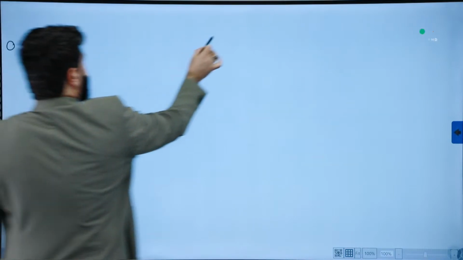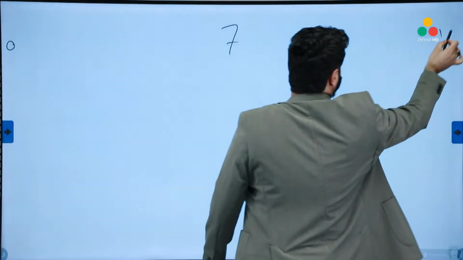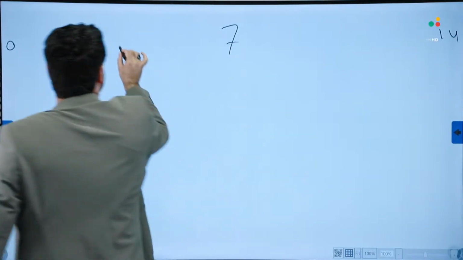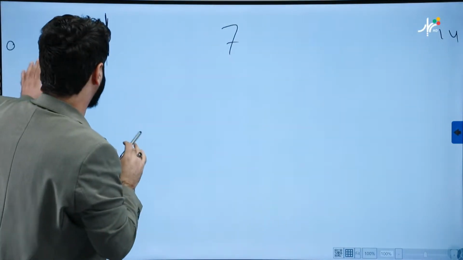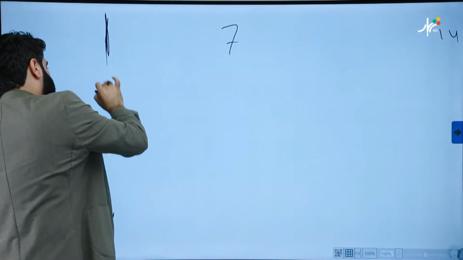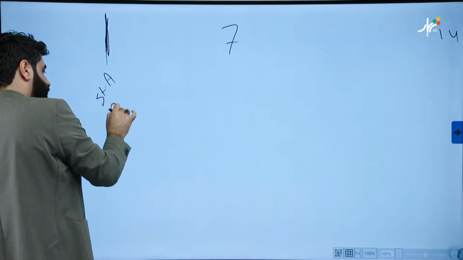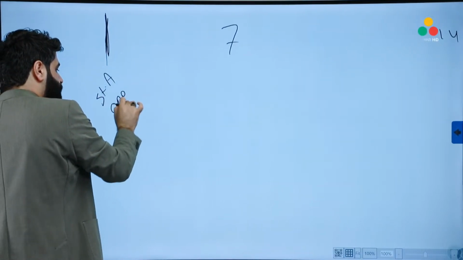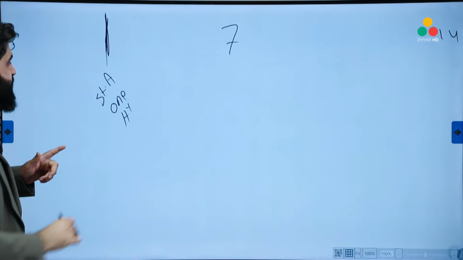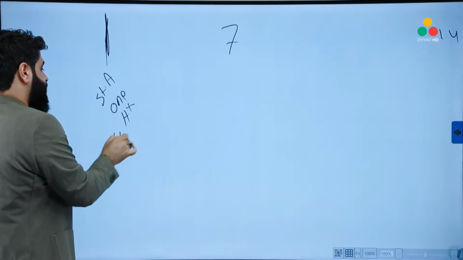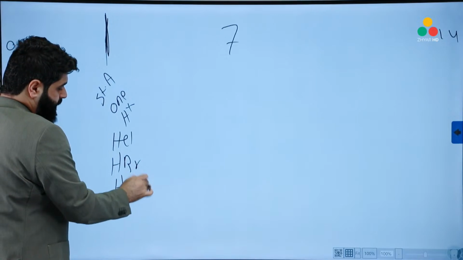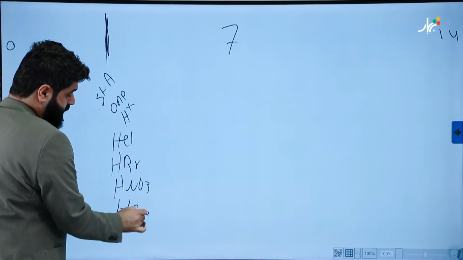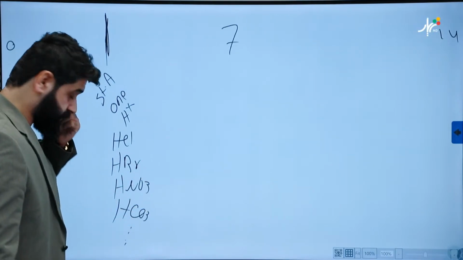0, 7, 14. Someone tell me, here it's a place of what? Between 0 and 7. Strong acid with 1 H, monoprotic strong acid. Can you give me some examples? HCl, HBr, HNO3, HClO3, and so on.